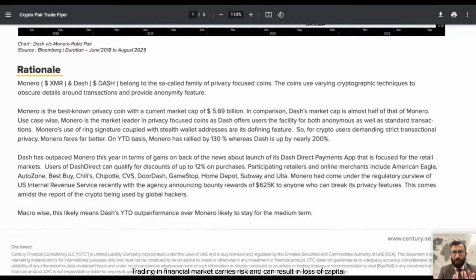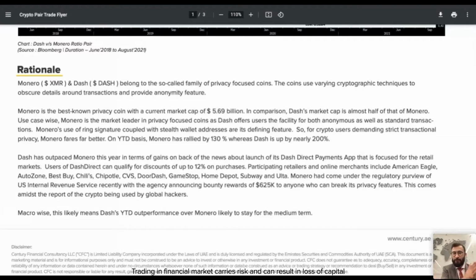There are a lot of cryptocurrencies which are very good at anonymity, but Monero and Dash are two of the best. Monero, above all of them, is the best known privacy coin, and it has a market cap of $5 billion. Dash's market cap is almost half of Monero's. Monero is the market leader. Dash offers the facility for both anonymous as well as standard transactions. Monero uses ring signature coupled with stealth wallets. And again, technology wise, Monero is much more advanced, right?